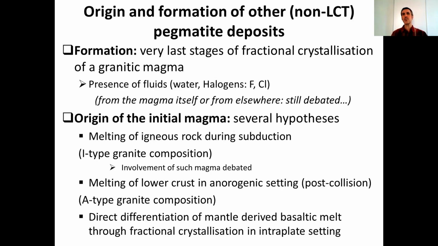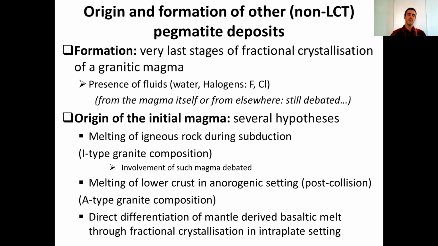The origin and formation of the non-LCT pegmatite deposits. The formation, again, is the very last stages of fractional crystallization of a granitic magma. To grow these minerals, we need fluids, water, halogens. The origin of the fluids is also debated: from the magma itself as a result of the very advanced fractional crystallization, or from somewhere else, from the country rock.